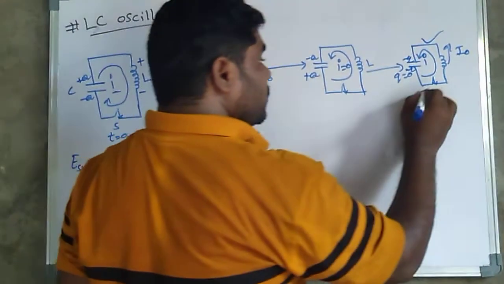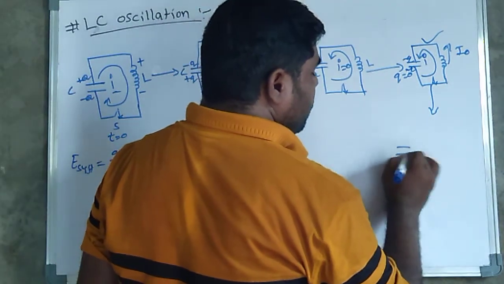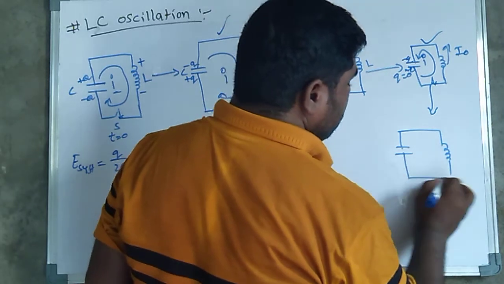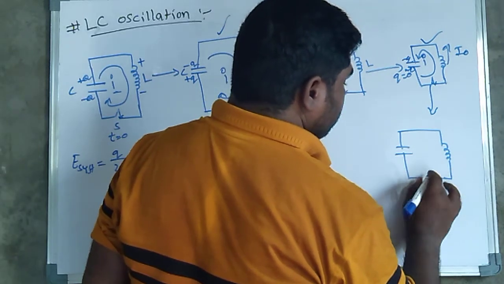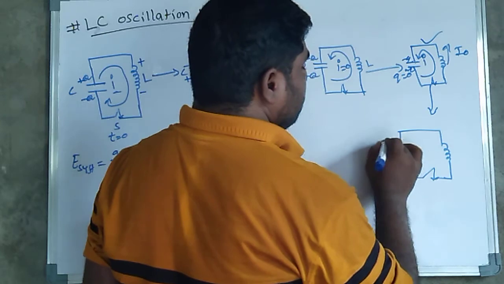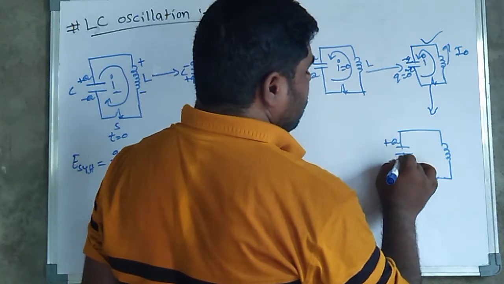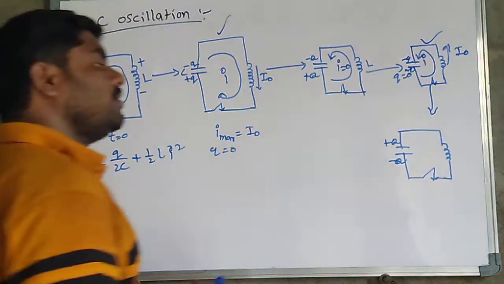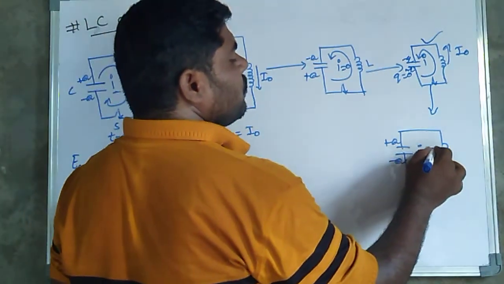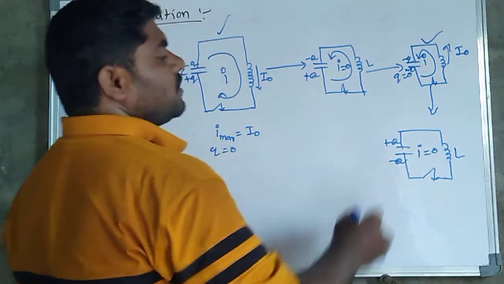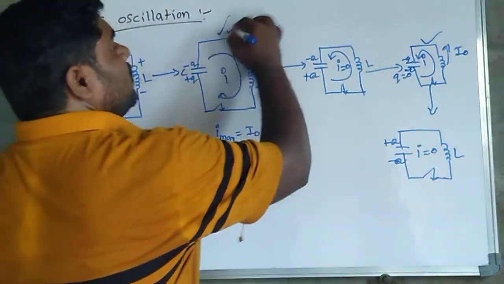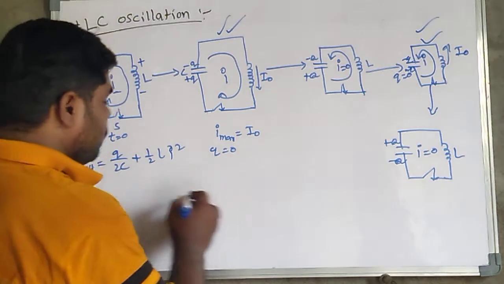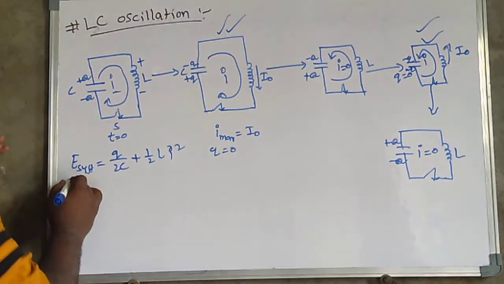After this situation you may write another one. This is the inductor, and it comes back to the original shape, with positive q and negative q. In the original case, the current I is also equal to 0. In these two cases, the charge is equal to 0, so you may substitute into the system.